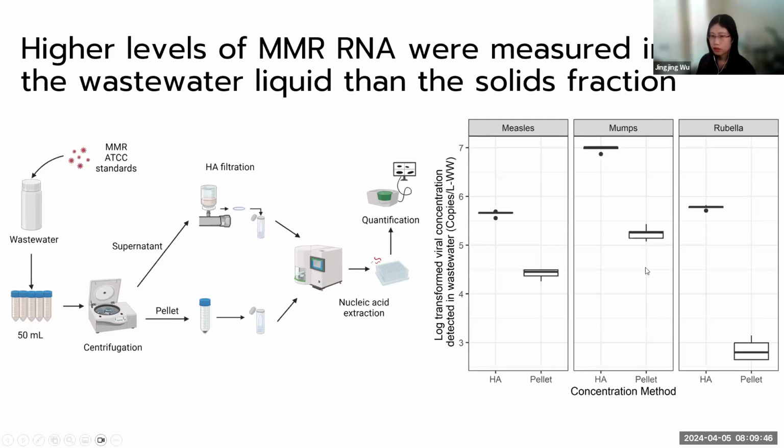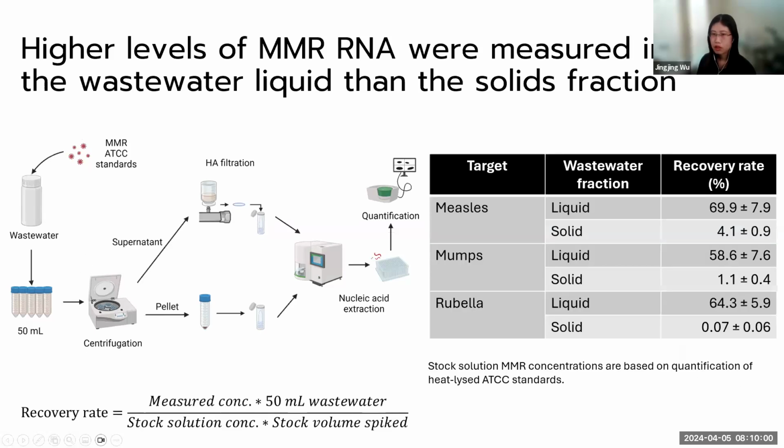And here we measured higher levels of MMR RNA in the wastewater liquid fraction than in the solid fraction, as shown in the box plot on the right. We also calculate the viral RNA recovery rate by dividing the measured viral RNA copies in the liquid or solid fraction in 15 milliliter wastewater by the number of copies spiked into the wastewater. The equation is shown here.